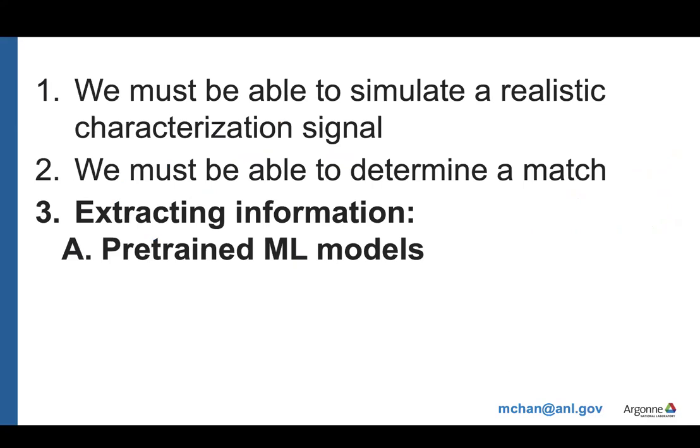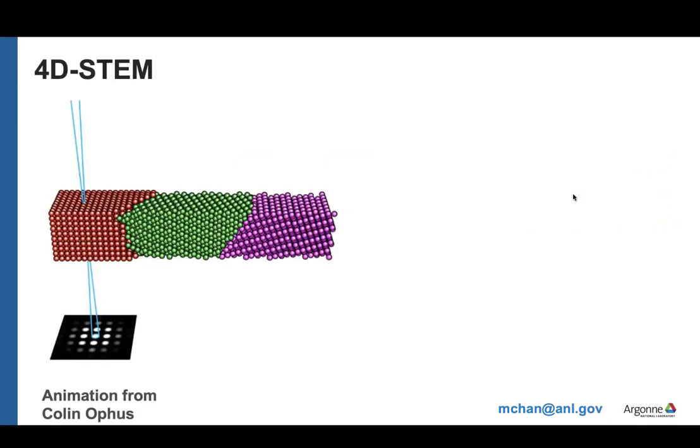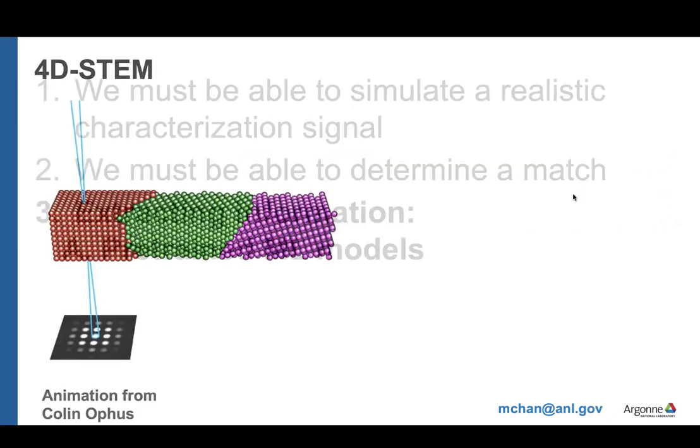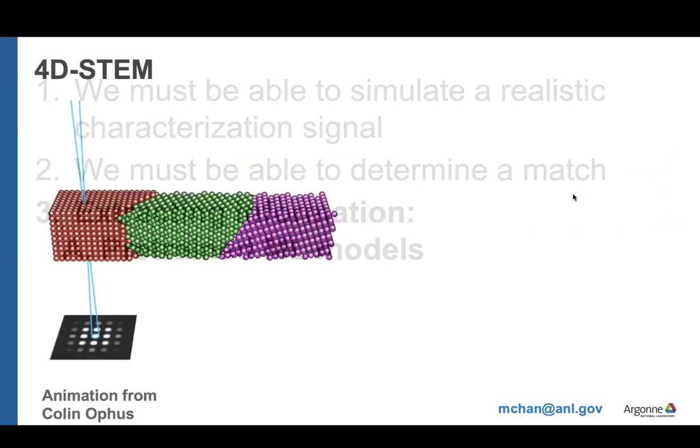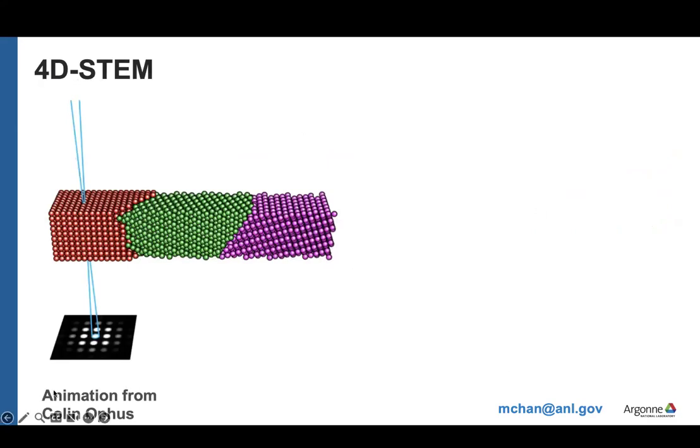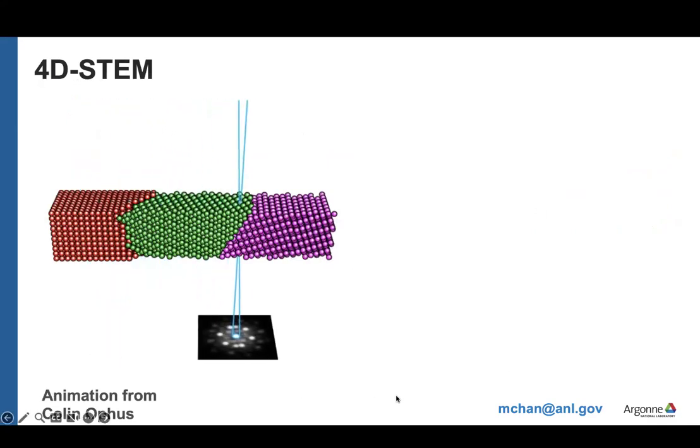Okay, so we can determine a match. We can do simulations. There's not enough. We were still working on the inversion. Sometimes we are interested in extracting a piece of the structural information, maybe not the whole structure. So we would use pre-trained models. Again, this was a collaboration with Colin Ophus.